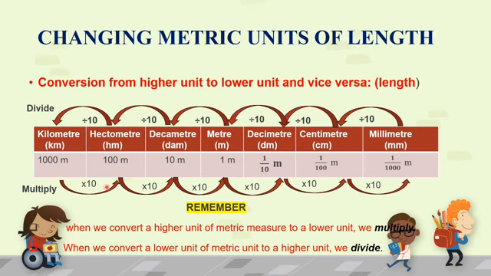So that is why it is multiplication. When we convert from lower to higher, say millimeter to decimeter, lower to higher, we divide. So you have to just remember these two points: when we convert a higher unit of metric measure to a lower unit, higher to lower, we multiply.